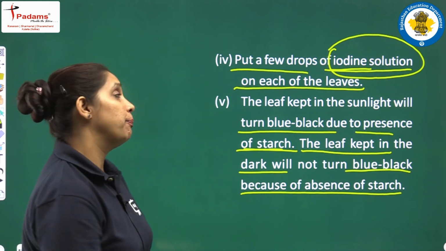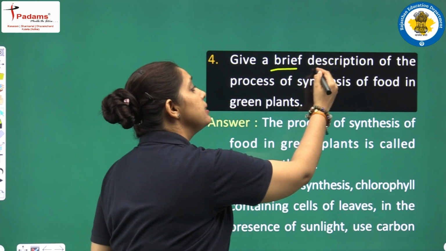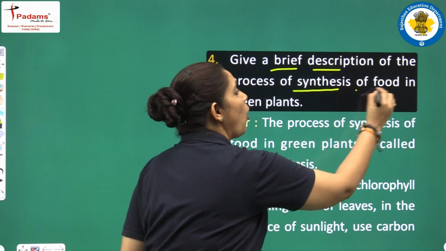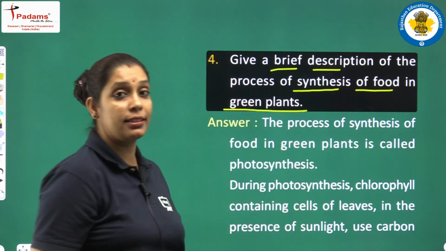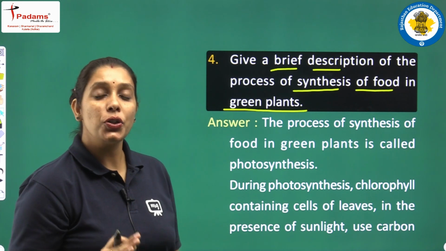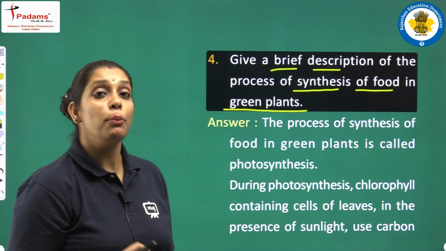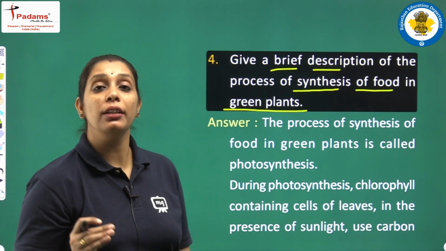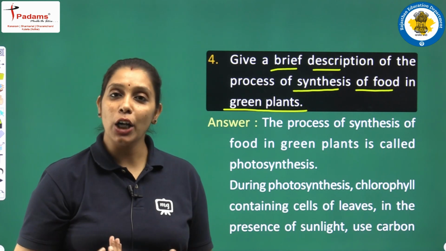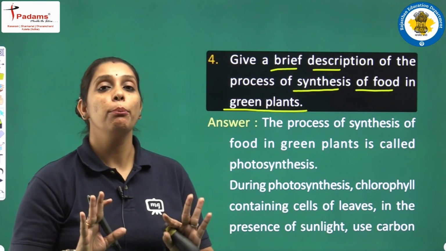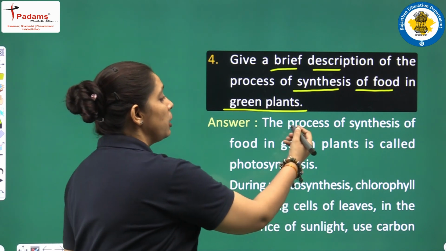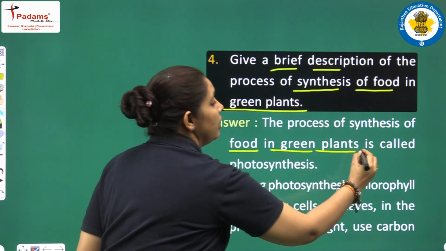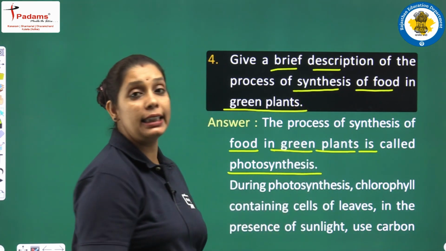Next question is, give a brief description of the process of synthesis of food in green plants. Read the question carefully. The question is asking you about the name of the process and its description. If the question is not mentioning the name of the process, students, then it's our duty to write down the name of the process. We will start with: the process of synthesis of food in green plants is called photosynthesis.